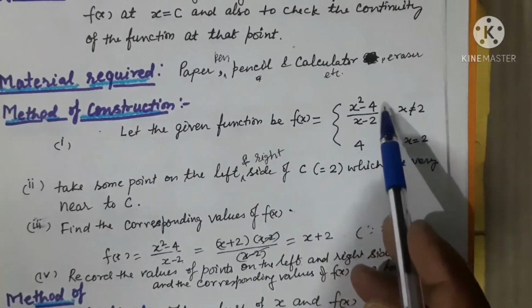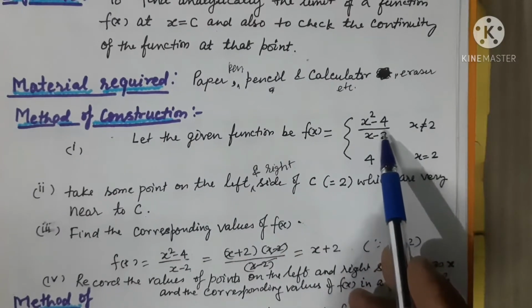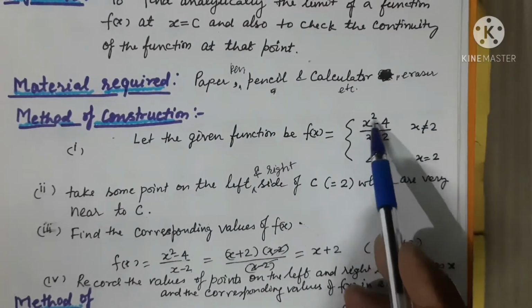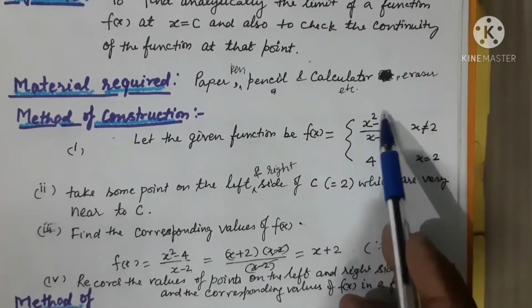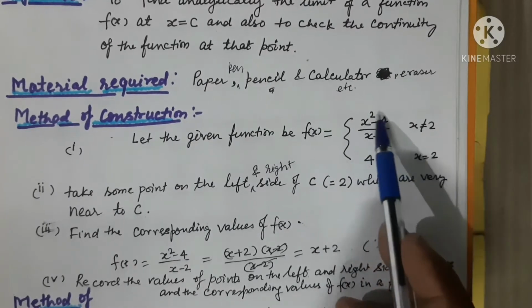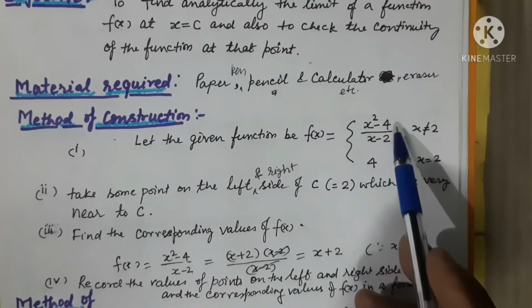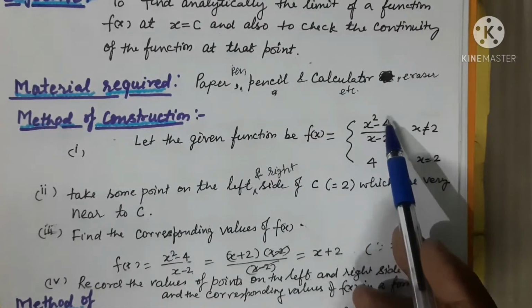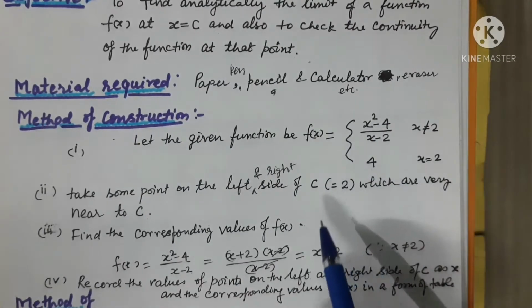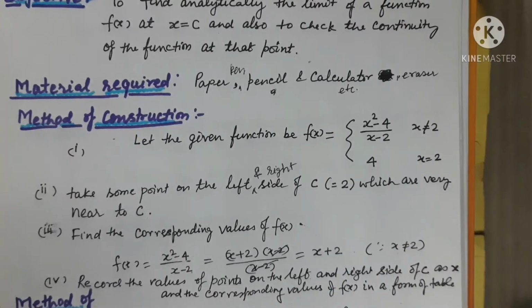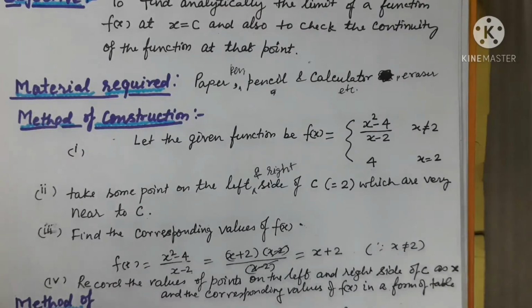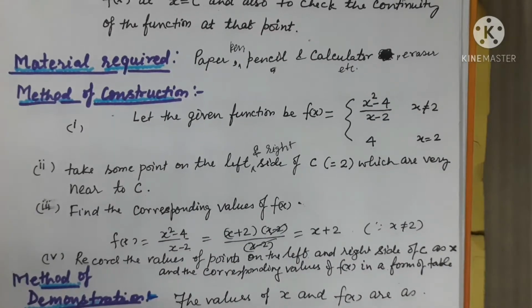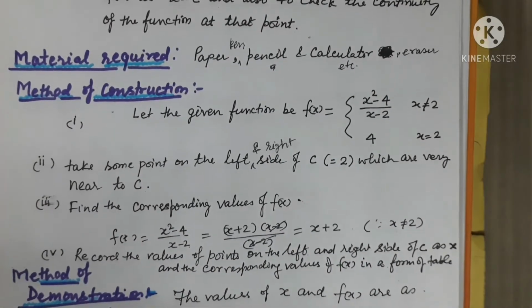This is the indeterminate form. If you put x equal to 2 in this function, then you get the 0 by 0 form. That form of the function is known as indeterminate, and an indeterminate form is only solved by using the limit. So we will solve it by using the left limit, right limit and function at a point.